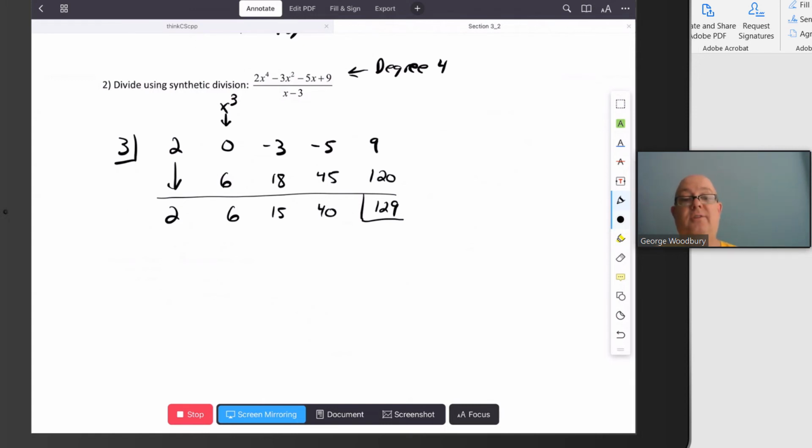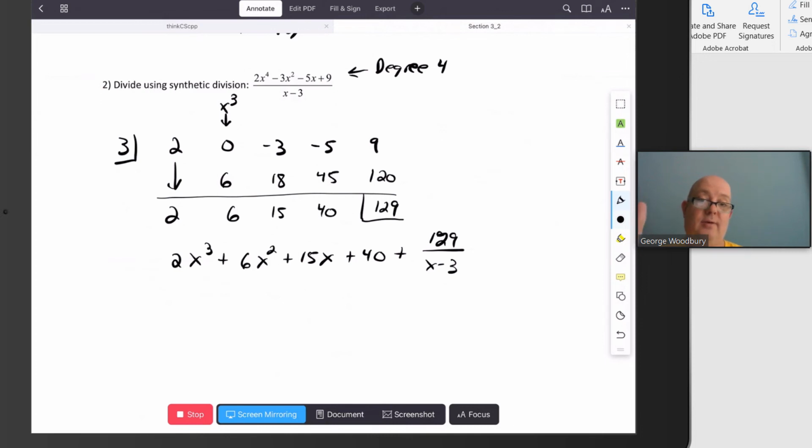So if we were just asked to find the quotient, it's 2x cubed plus, because it doesn't say it's negative, plus 6x squared plus 15x plus 40 plus 129 over x minus 3. Again, if we were given that numerator as a polynomial function, we may be asked to write this result a little differently, but there is the quotient and the remainder.